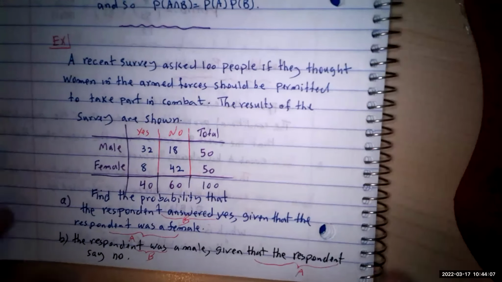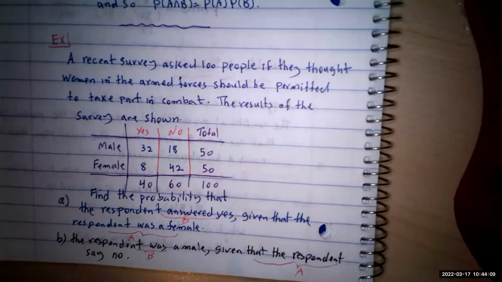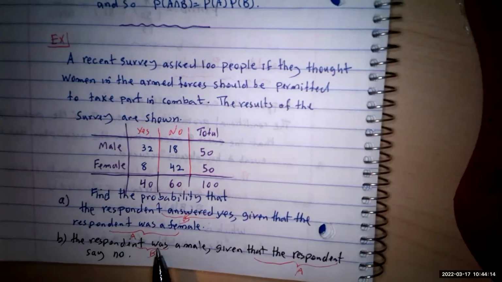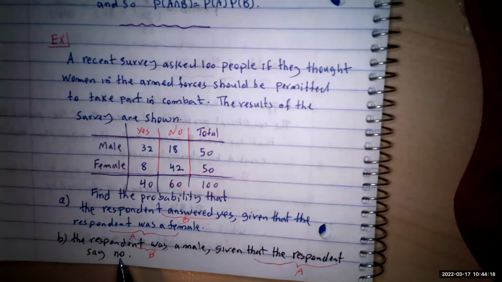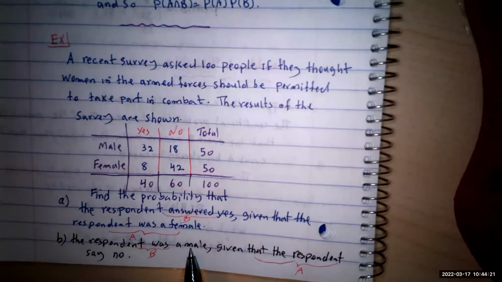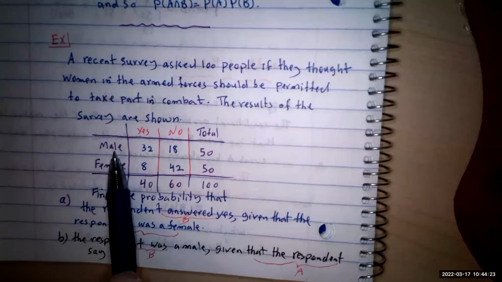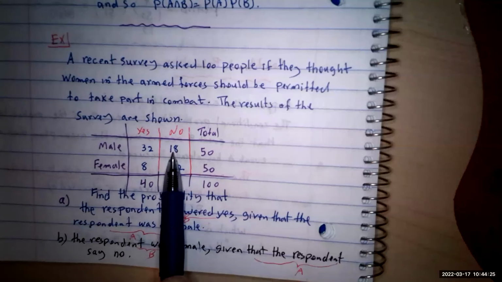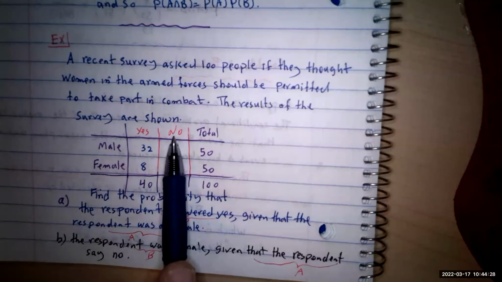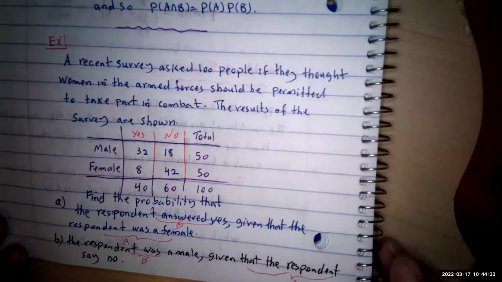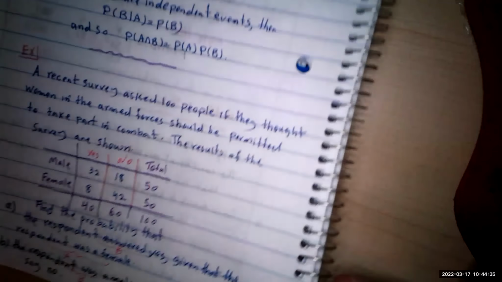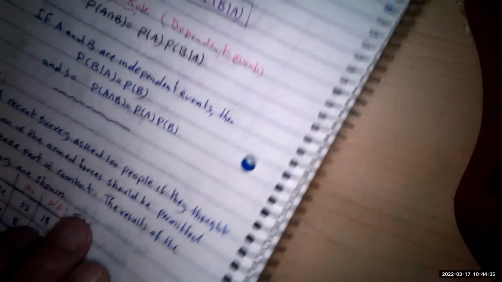Let's get this one again. If you read them together, the respondent was a female, and the respondent said no. So male, no, male, no. We got 18 males who said no. It's going to be 18 over 100, okay? So this would be 18 over 100.